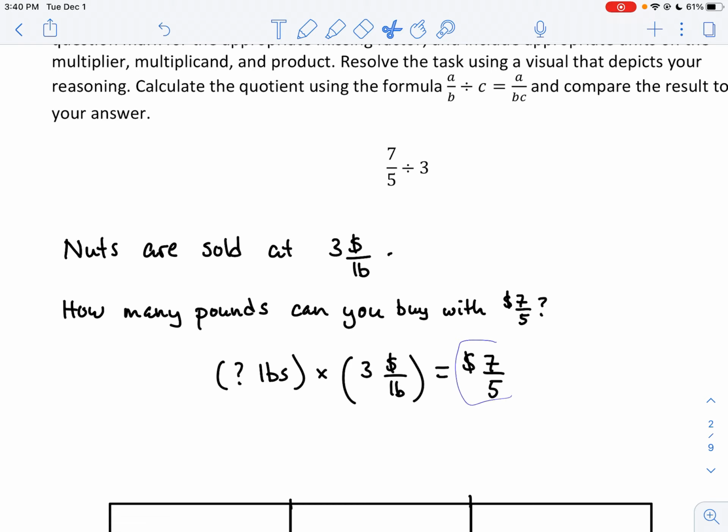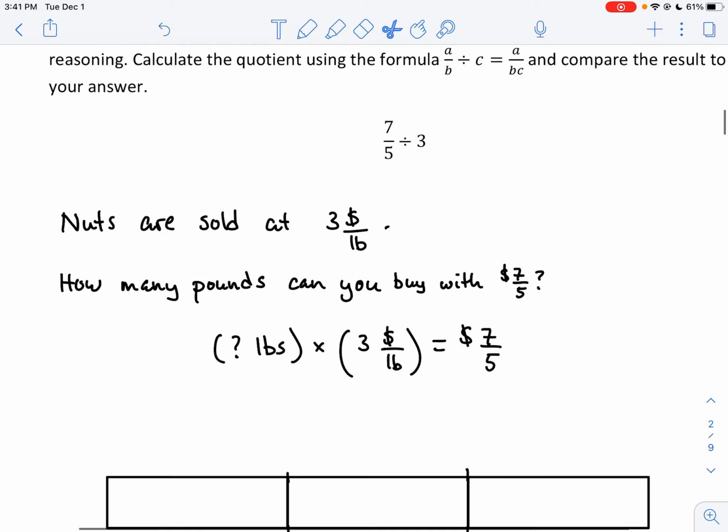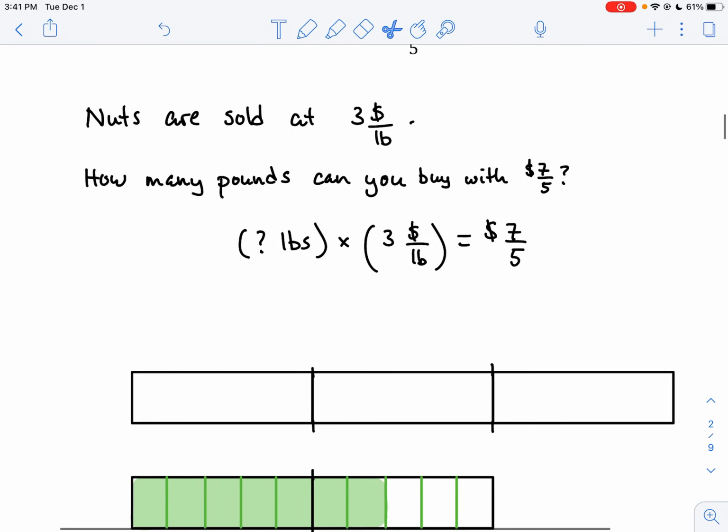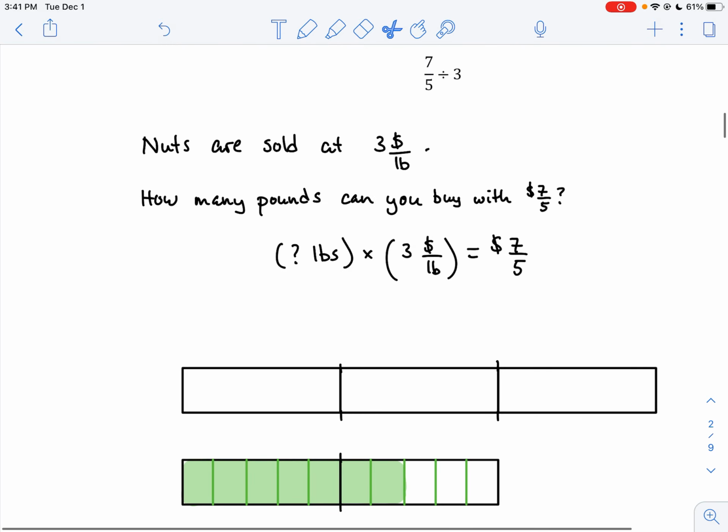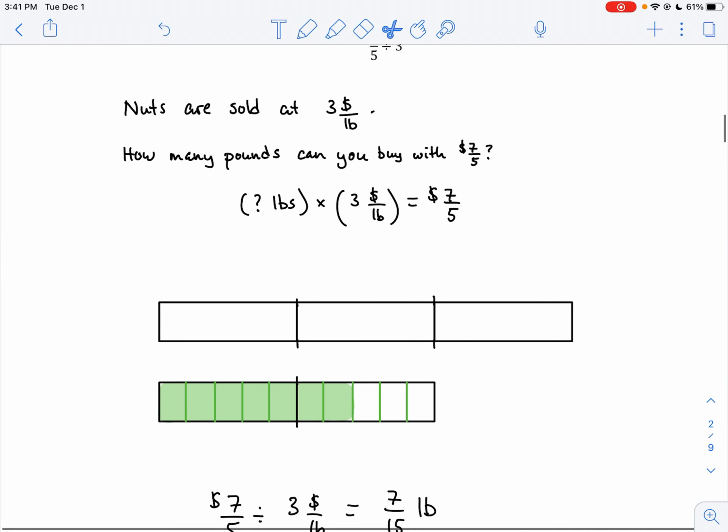And then I just invented a situation. We clearly know how much something costs per pound. We know how much money we have. We just don't know how many pounds correspond to that. So this question could be: nuts are sold at $3 per pound. How many pounds can you buy with 7/5 dollars? And this would correspond to a quotative division task.